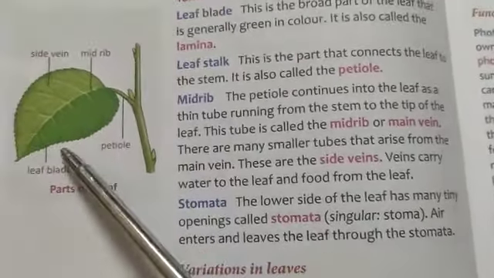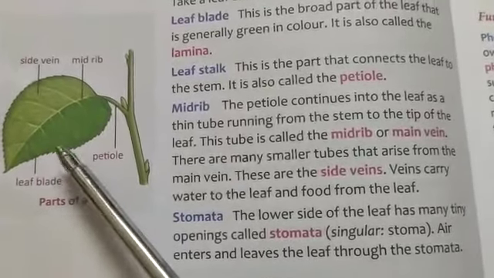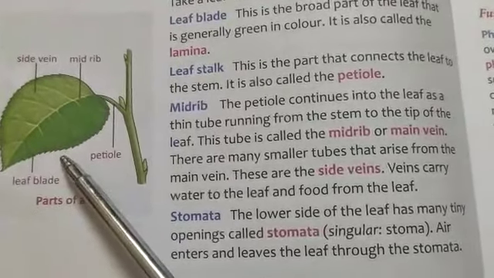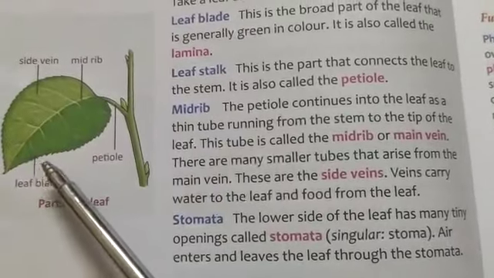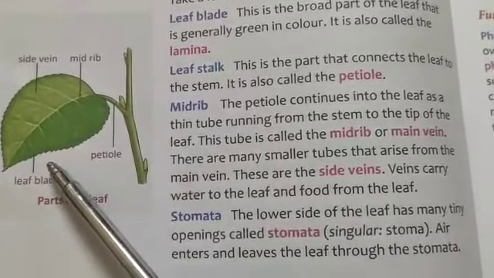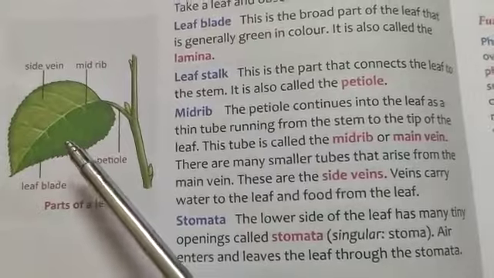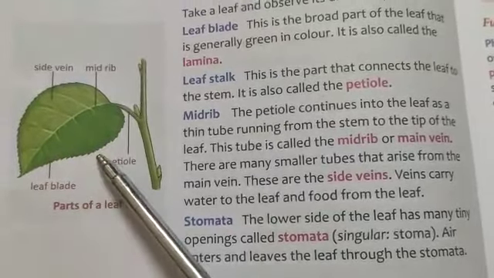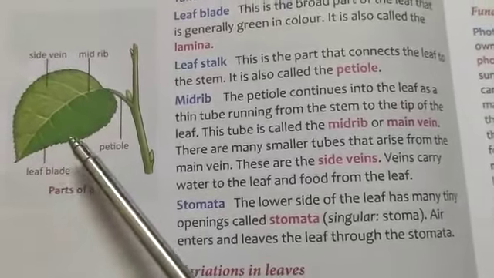Then the stomata. The lower side of the leaf has many tiny openings called stomata, singular stoma. Air enters and leaves the leaf through the stomata. So small openings on the underside of the leaf are called stomata.